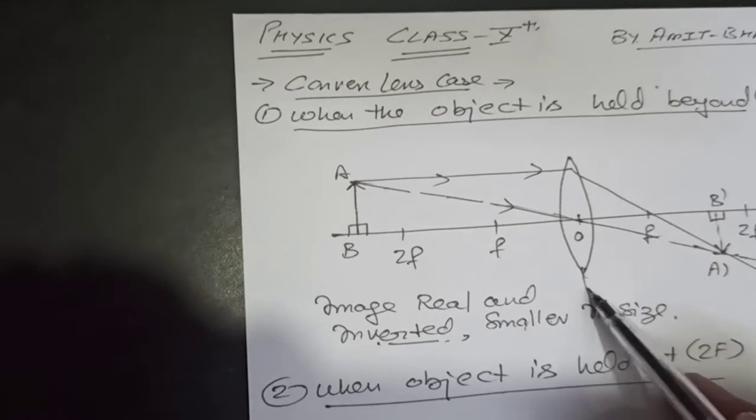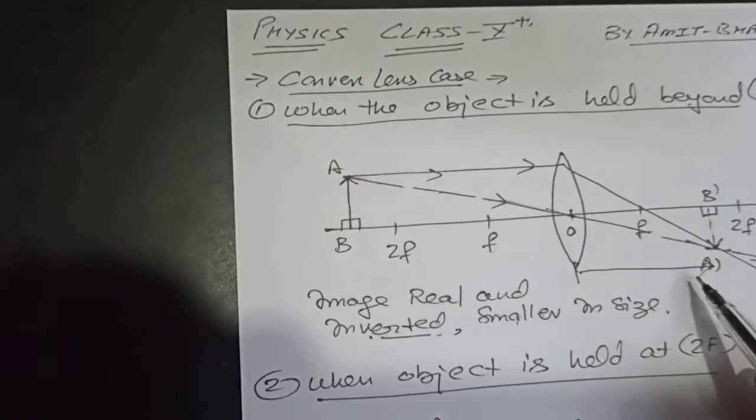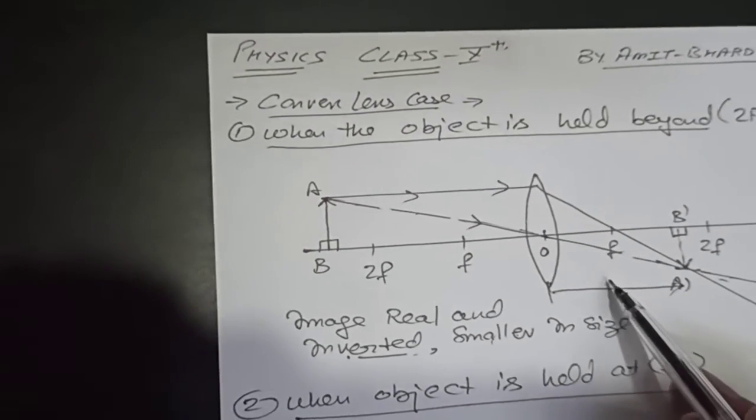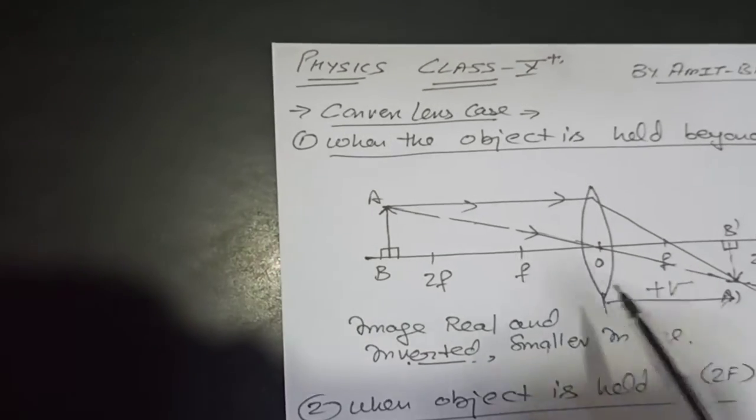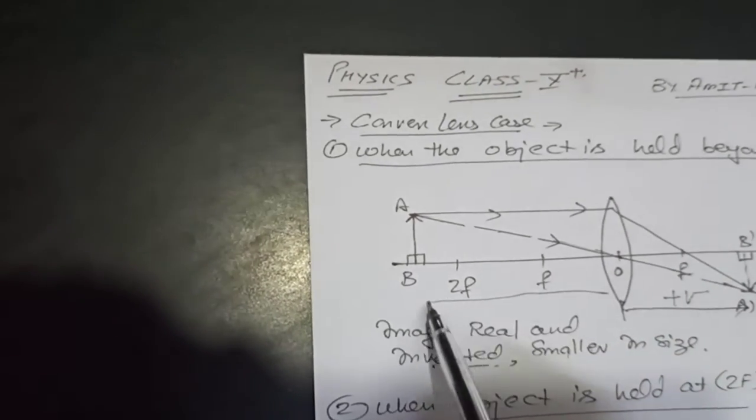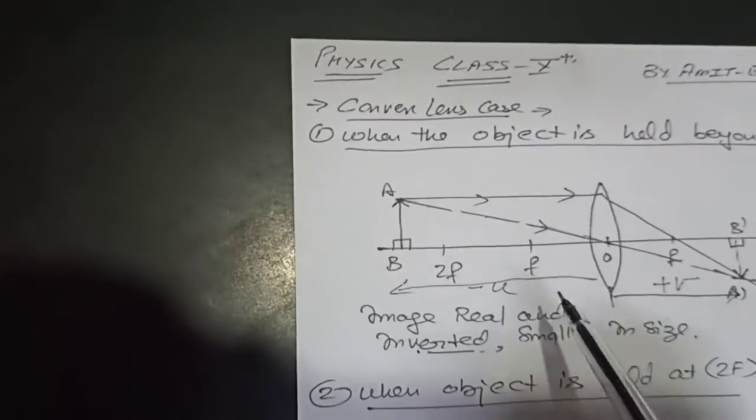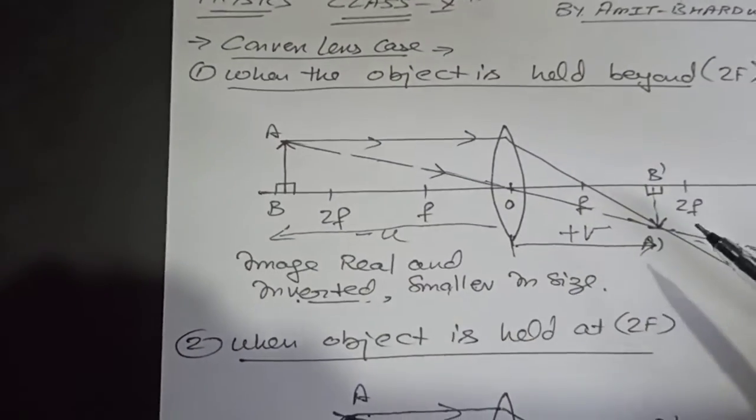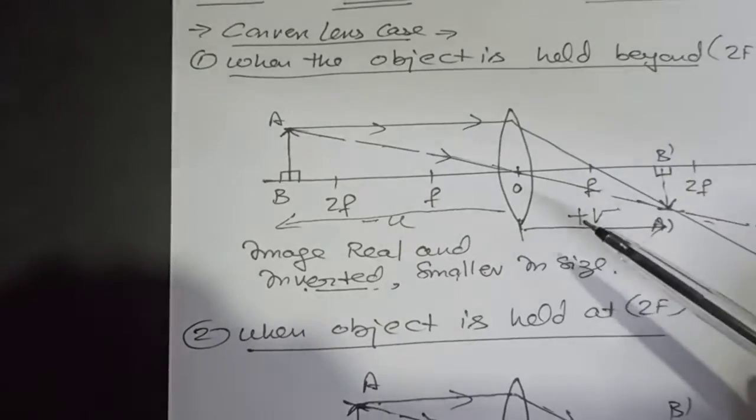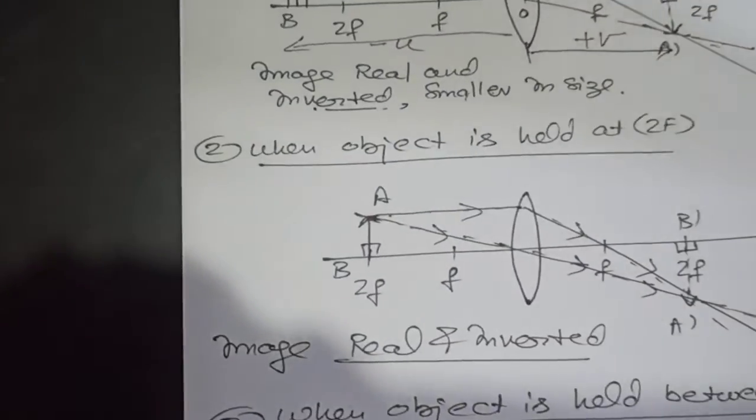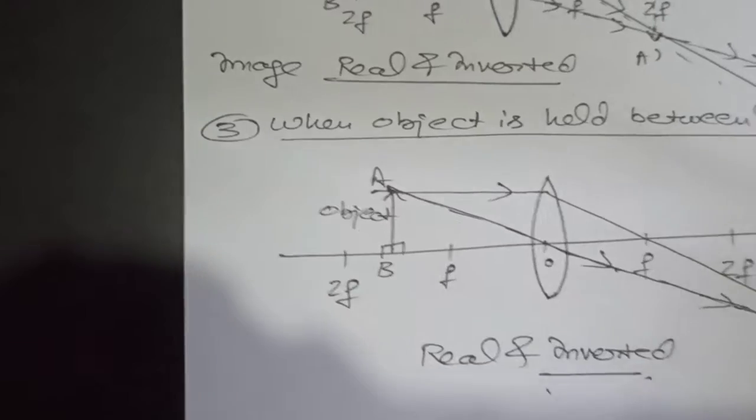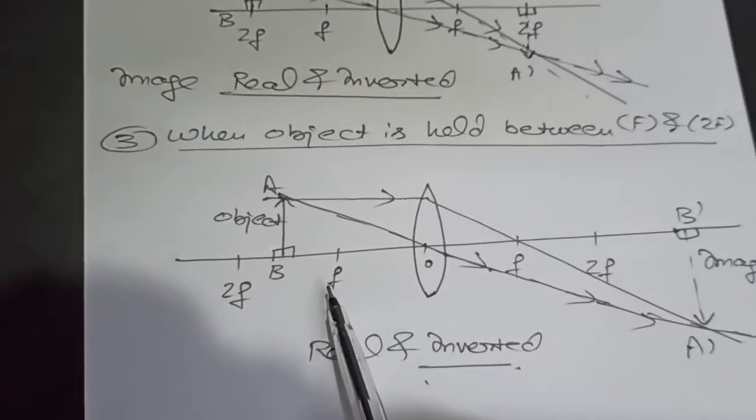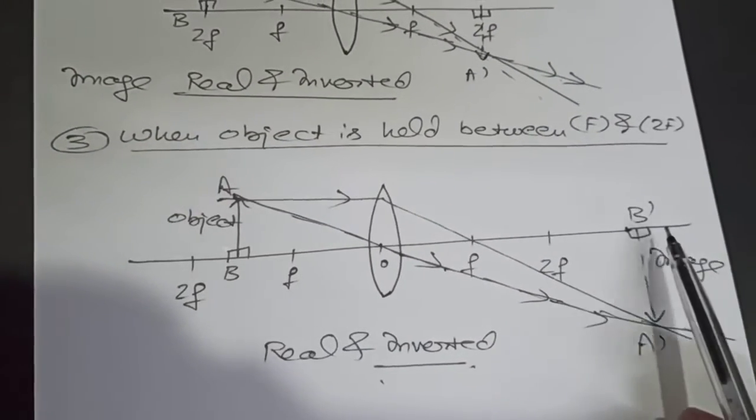So if we have to denote also the distance from the optical center, it is plus v for the image, and this distance we will take as minus u. So here, whenever the object is placed beyond 2f, the image is real, inverted and between f and 2f. Third case, you will see first of all that whenever the object is placed between f and 2f, the image is beyond 2f.